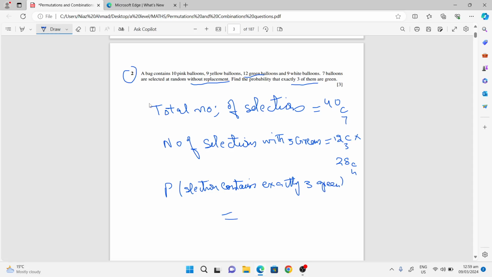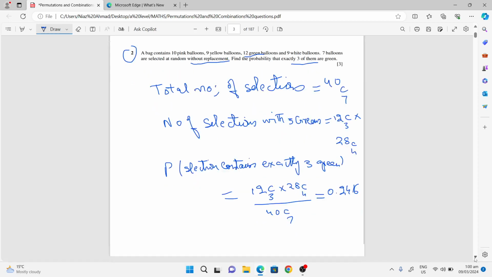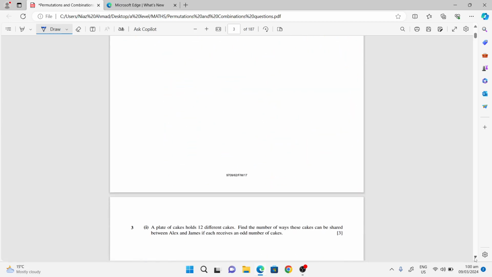So finally I can say it's 12C3 times 28C4 over 40C7, and use your calculator, and the answer is 0.2416. I hope you are getting the hang of the question. So move to the next one.